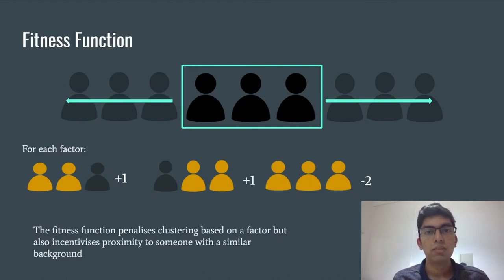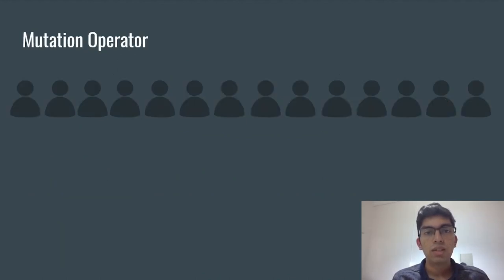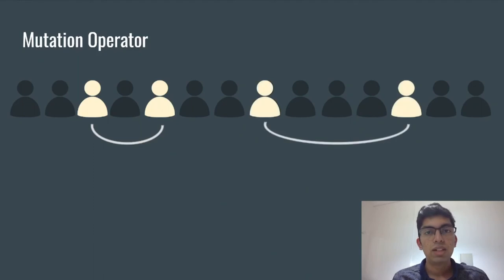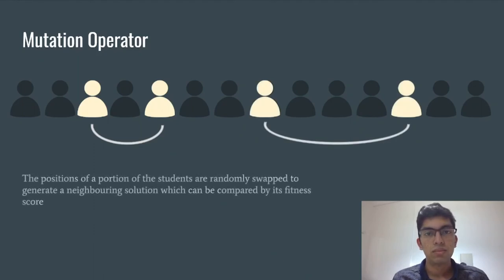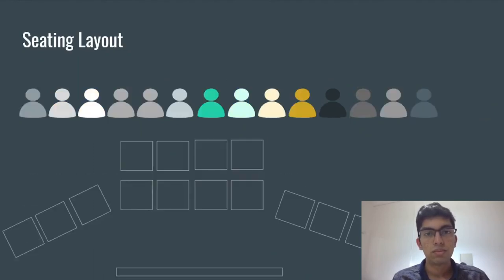To generate the randomly generated variations, we use the following mutation operator, which swaps randomly selected pairs of students. The seating arrangement is mapped to the seating layout like this.